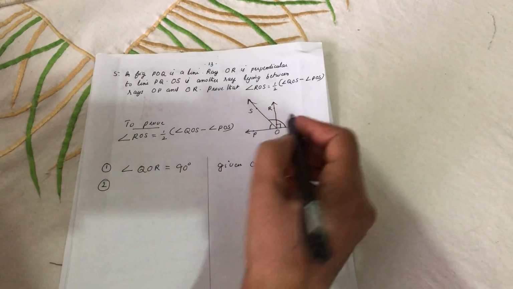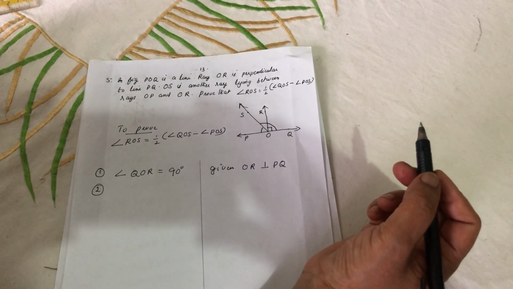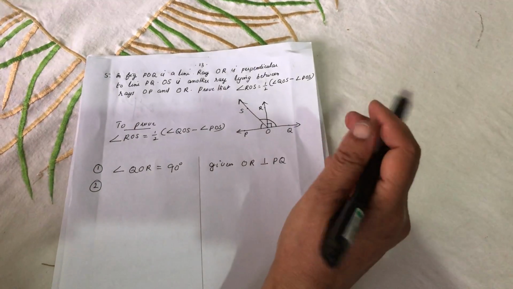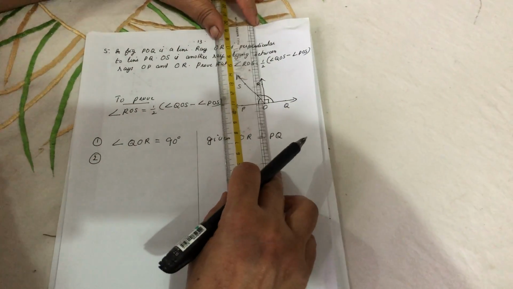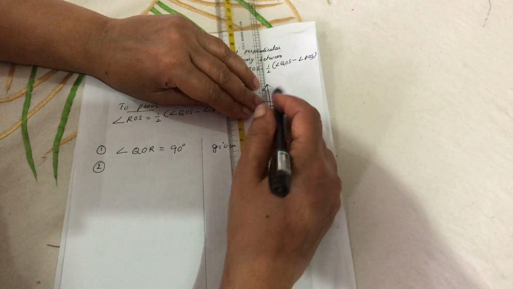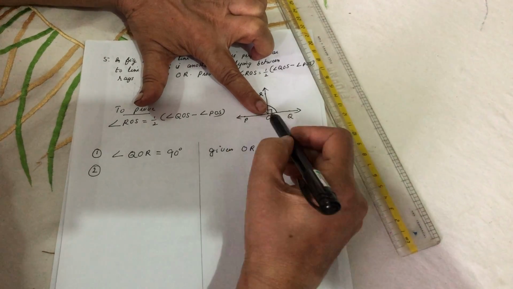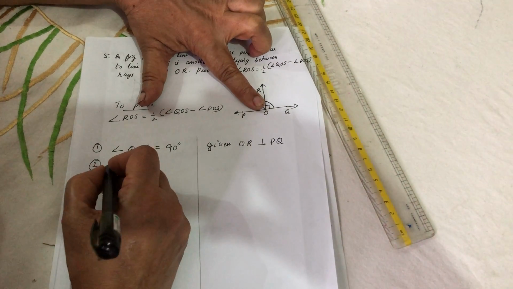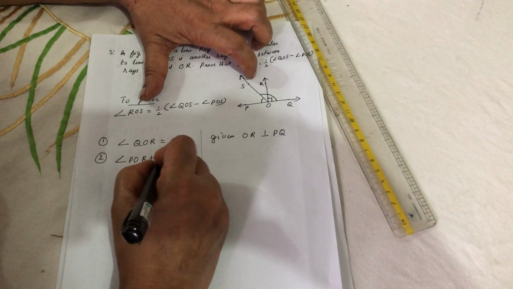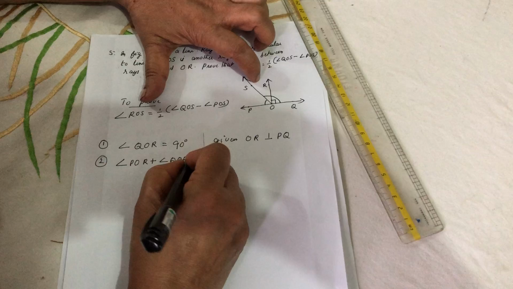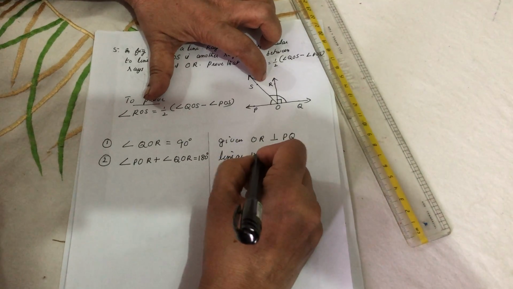Second one, see QOR and POR, they are forming a linear pair. I told you when there are three angles given here, but we are considering only two angles. One angle is QOR, the other angle is POR. These two angles are forming a linear pair. Therefore, angle POR plus angle QOR equal to 180 degrees.